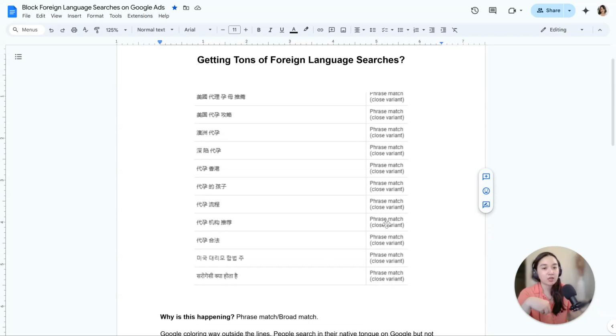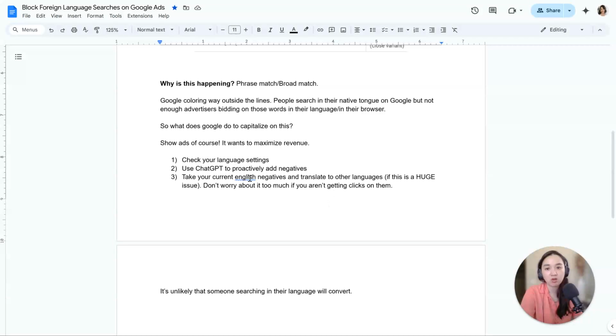Now the other idea that I had for you. I haven't actually done this, but I think that this is a pretty good idea too: take your English negative keywords and have ChatGPT translate it to these foreign languages. I know it's overkill, but if this is a huge issue for you, which I don't think it is, but if it is a huge issue, then you can try to do that.